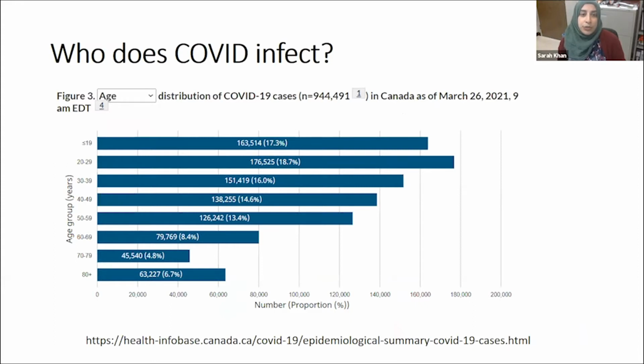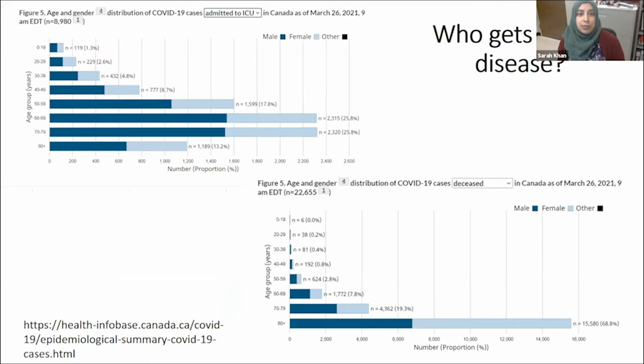Importantly, who does COVID infect? Well, it really can infect anyone, but the severity of disease is where we're most concerned. This graph is very obvious to show that those that require admission to ICU are those that are above the age of 60, and those that have unfortunately passed from COVID have been at the highest risk above 70 and significantly high risk above 80 years of age. This is really where the focus of the conversation has to be around the highest risk populations.